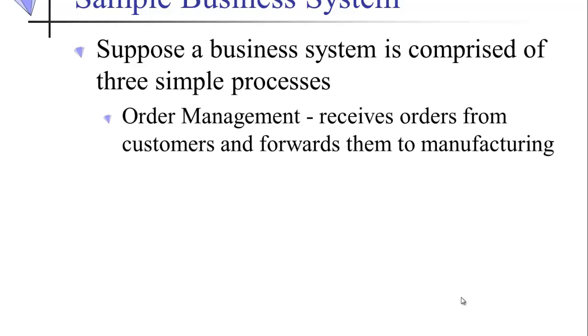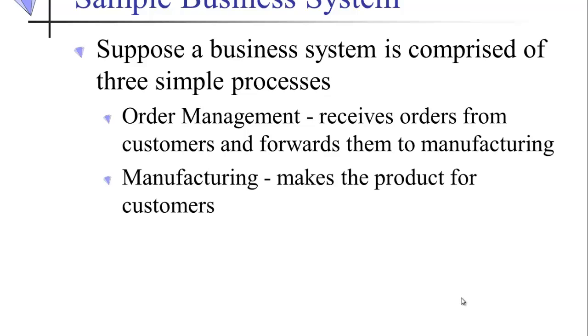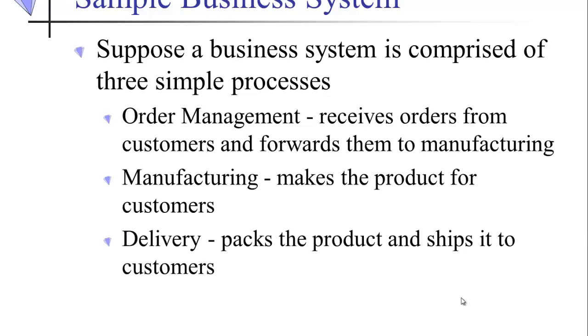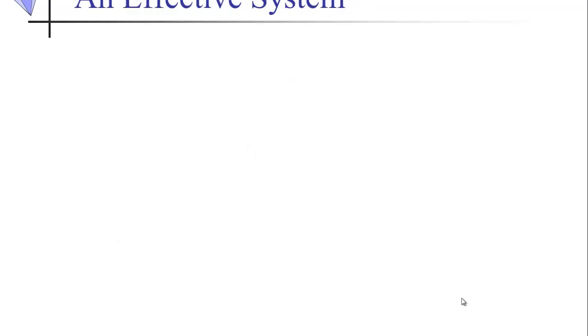In the system that we're going to study today, we're going to have an order management process that receives orders from customers and forwards them to manufacturing. We're going to have a manufacturing process that makes the product for the customers. We're going to have a delivery process that packs and ships it to the customers, and that's what we're going to study. We'll add a little twist a little bit later in the video.